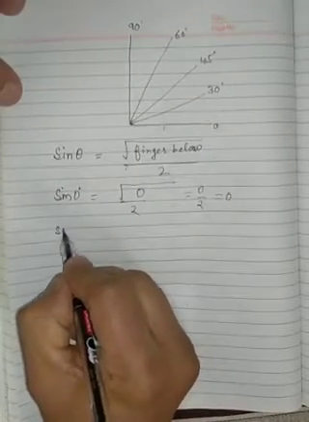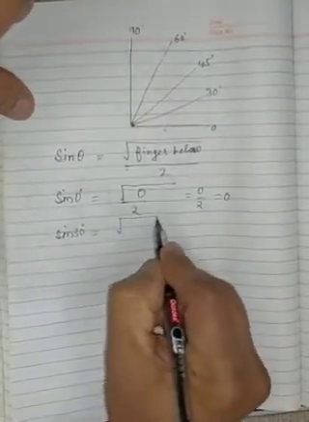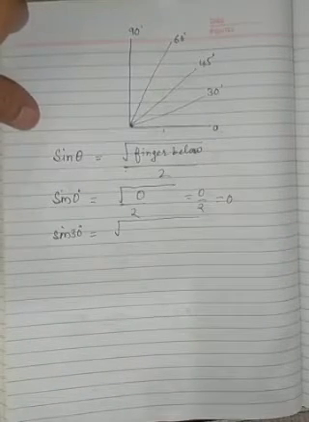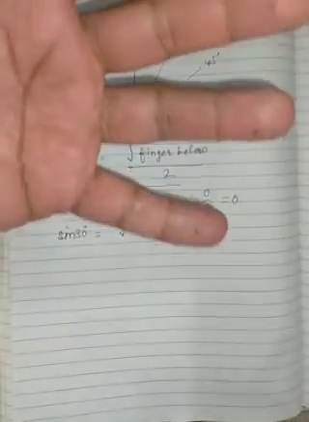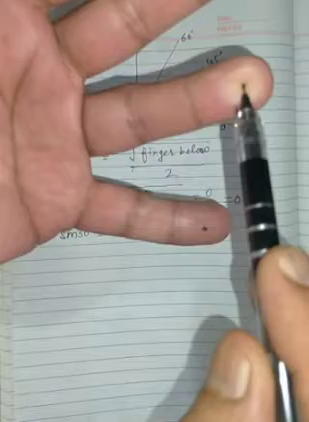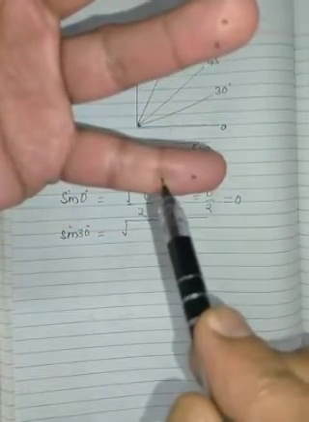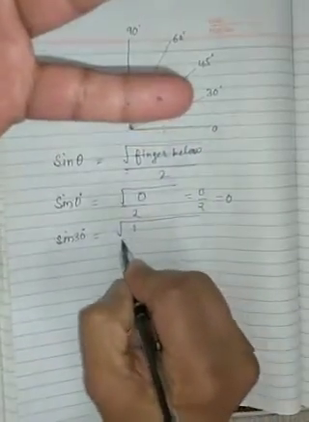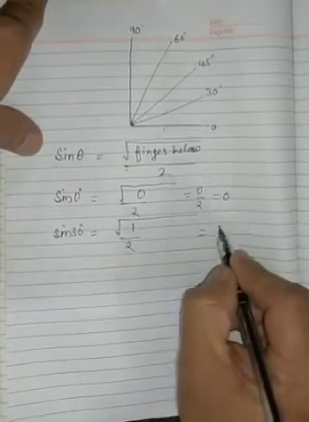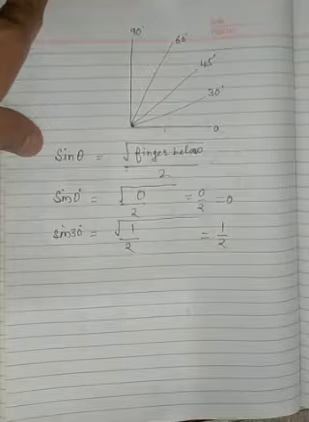Let's go for sine 30 degree. Now sine 30 degree, we will use same formula, under root finger below upon 2. So if we use this finger for 30 degree, then finger below this finger is 1. So under root 1 upon 2. Now we know that under root 1 is equal to 1. Therefore sine 30 degree is equal to 1 upon 2.